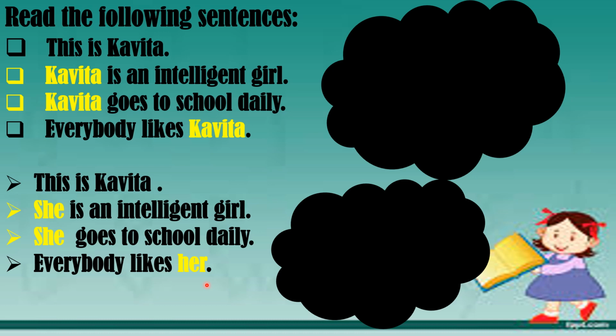So children, pronouns are used to avoid repeating the same nouns over and over again. Pronouns are used to avoid the repetition of nouns. How would you like it if this name is repeated 4 times in the sentences? It is better if you use something else instead of these names. So these are pronouns, which are used to avoid the repetition of nouns.